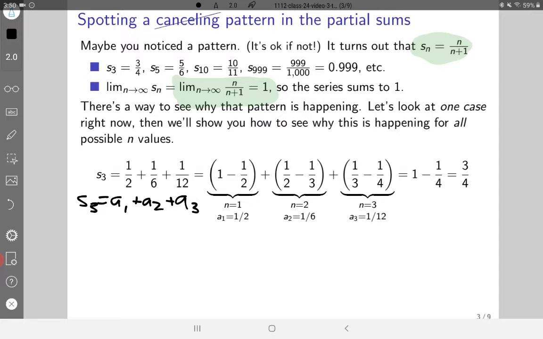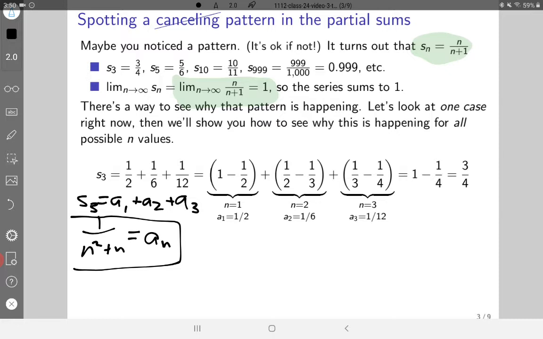Now, 1/2 is the number that we got out of the function 1 over n squared plus n when I plugged in n equals 1. Remember that was the a_n definition. So when I plug in 1, I get 1 out of 2. But it turns out there's an interesting, more useful way to write that, which is 1 minus 1/2.